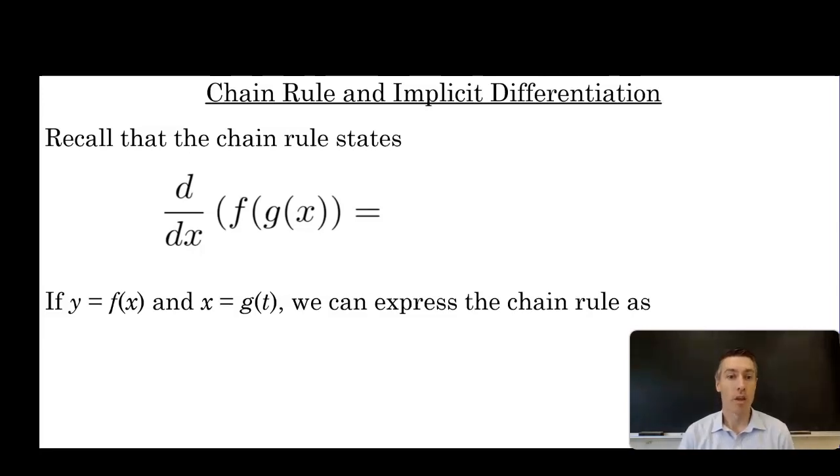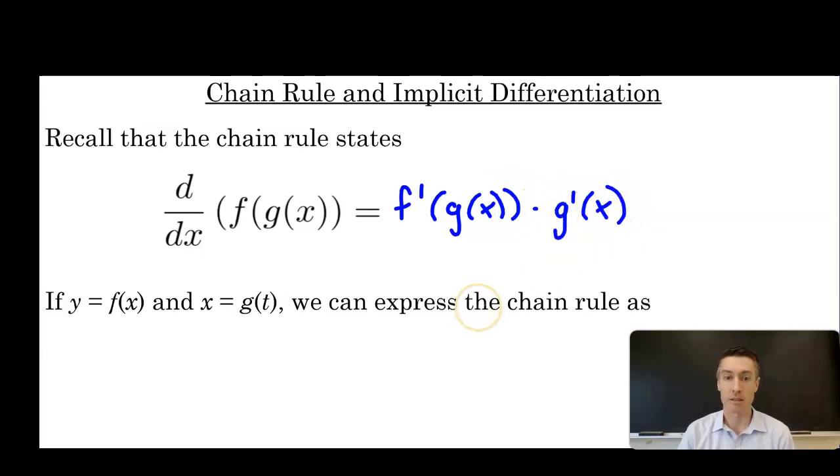Starting with the chain rule, recall that the chain rule states the derivative with respect to x of the composition f of g of x is equal to f prime of g of x times g prime of x. So derivative of the outer function, inner function stays the same, times the derivative of the inner function.